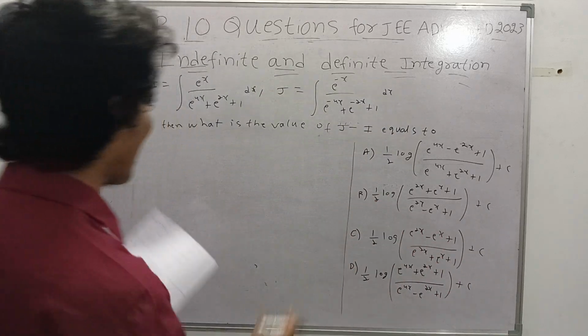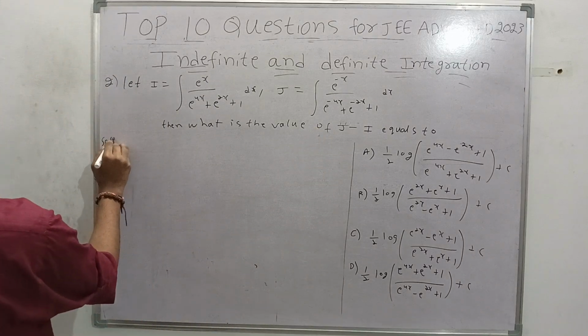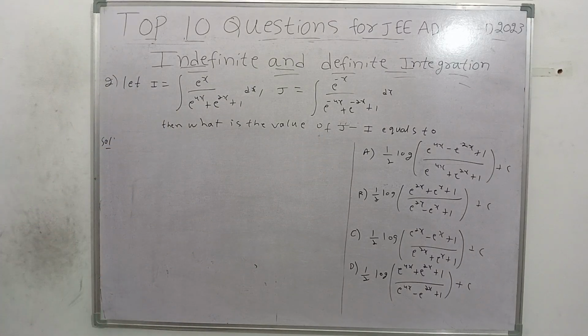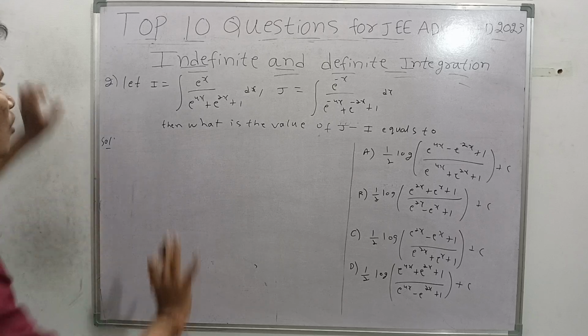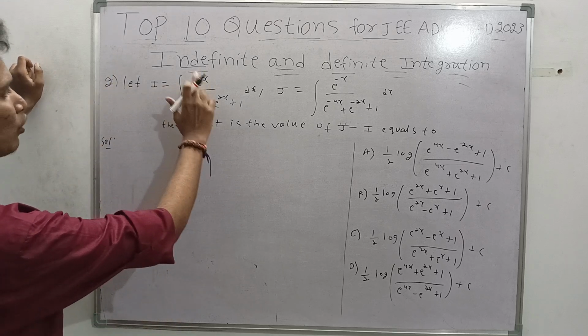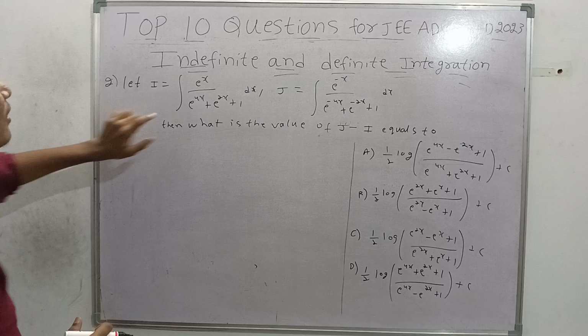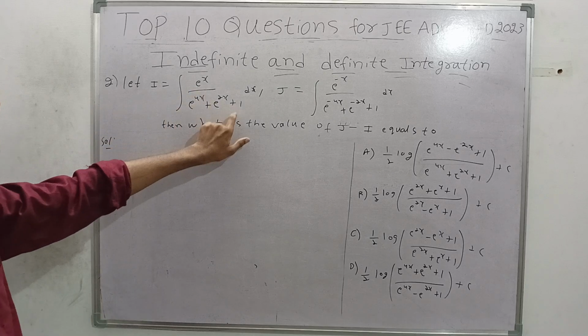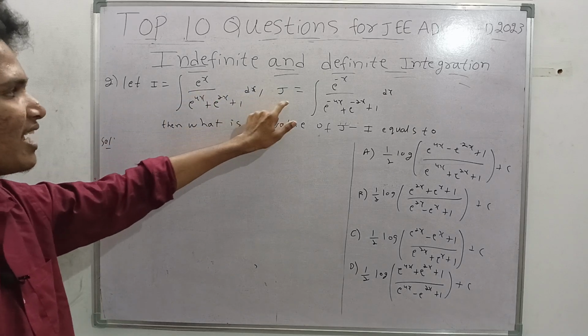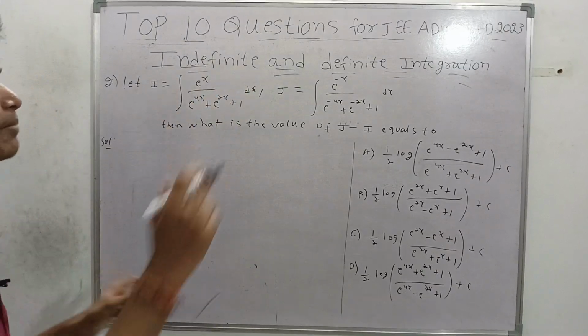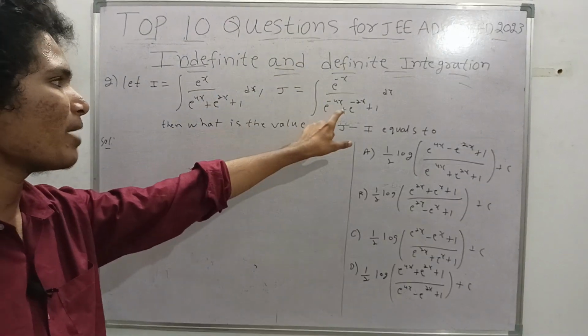Now listen carefully guys, the space is limited, so I will solve in this only. Observe carefully here, what is given? They have given I equal to integral e power x divided by e power 4x plus e power 2x plus 1 into dx, and J equal to integral e power minus x divided by e power minus 4x plus e power minus 2x plus 1.